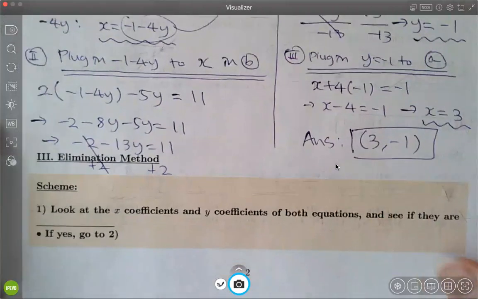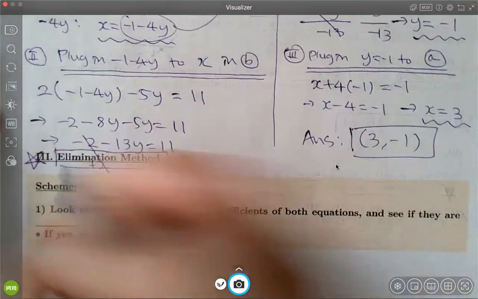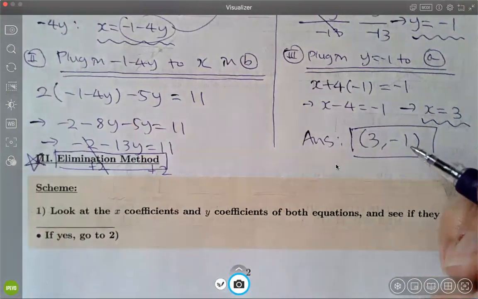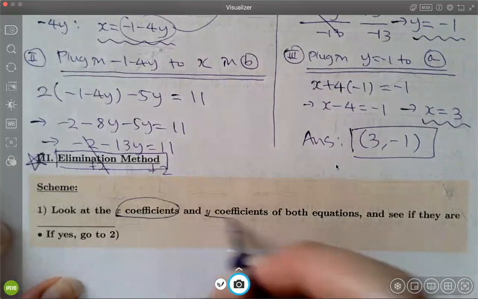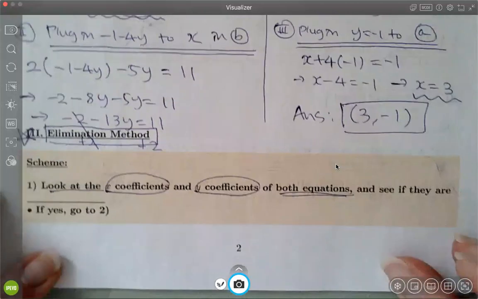Now, here is the third method, elimination. For me personally, I prefer this elimination method better than the substitution method because here's the scheme. So step number 1, instead of isolating x or y, here we now look at x coefficients and y coefficients of both equations and see if they are opposites.